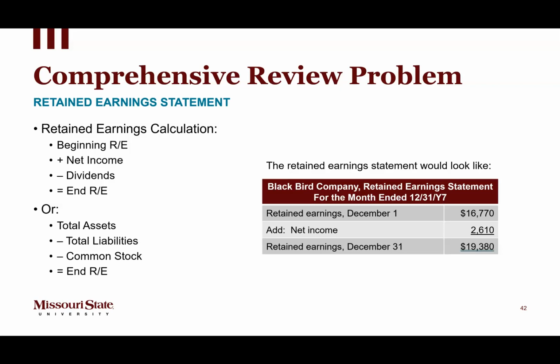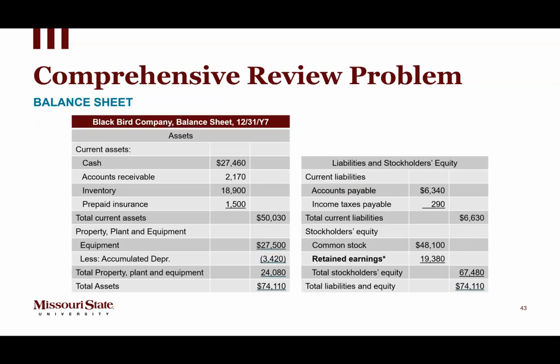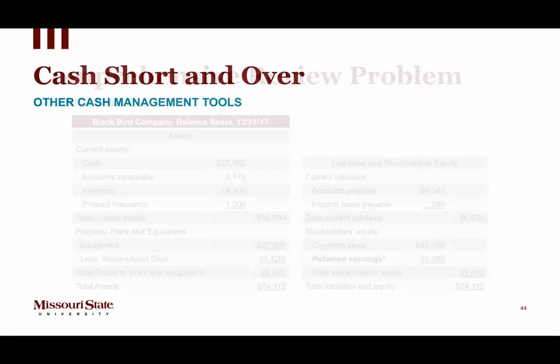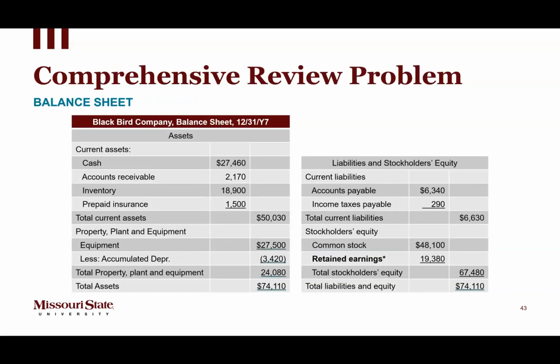We will be moving that to our balance sheet, right? Here's what our balance sheet looks like. We can see here the retained earnings. There is a note on there. It's got an asterisk by it. Just recall that comes from your retained earnings statement. It is always going to be your ending retained earnings. Okay.